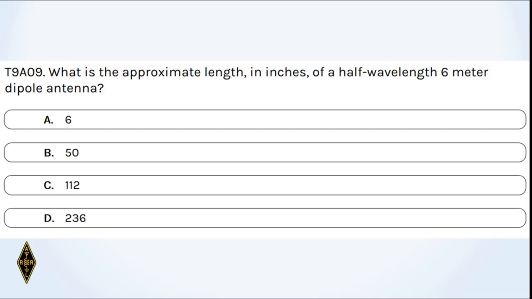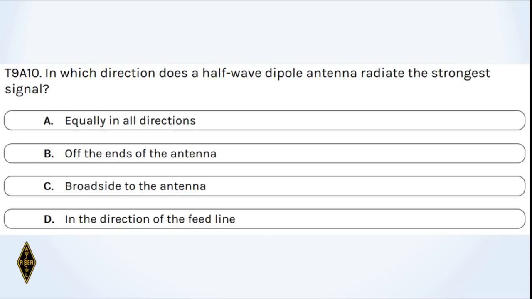All right, and what is the approximate length in inches of a half wavelength, 6 meter dipole antenna? So a half wavelength is going to be 3 meters. How long do you think that's going to be in inches? Natalie's got it, 112, exactly. And in which direction does a half wavelength dipole radiate the strongest signal? Broadside to the antenna.